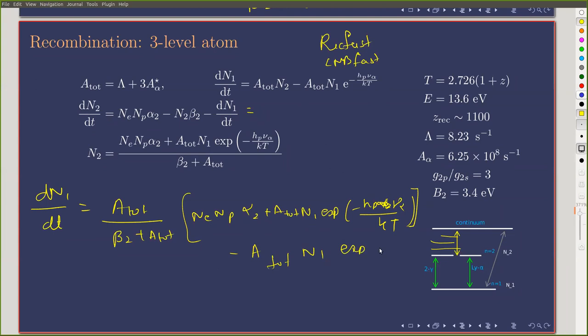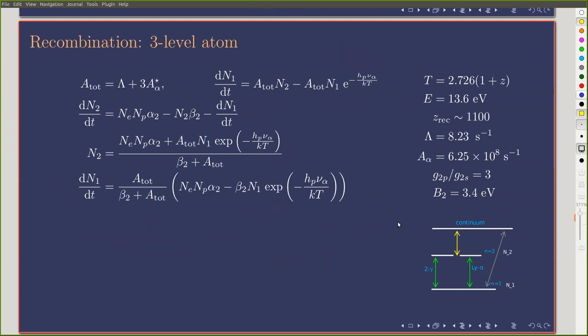Yeah, so if you solve it, this is the expression which you get for the rate of number of particles which are coming into the ground state. Now what you notice here is that this is the recombination rate to the first excited state, and this is the ionization rate if they are in Boltzmann equilibrium.